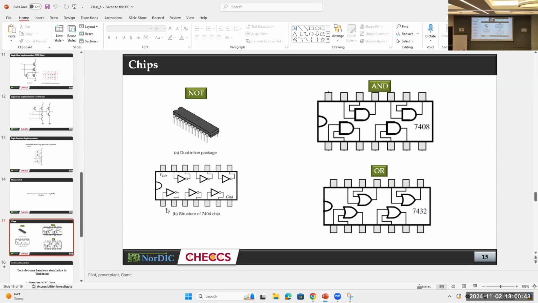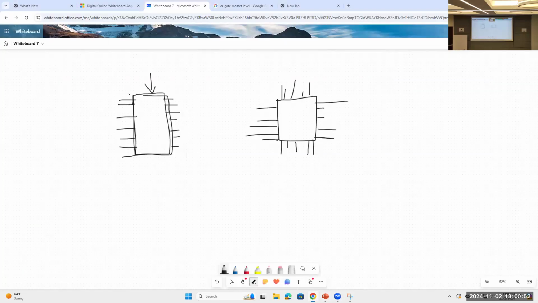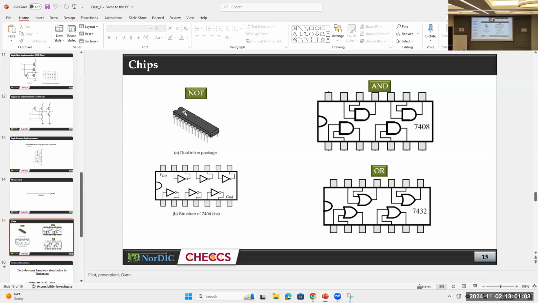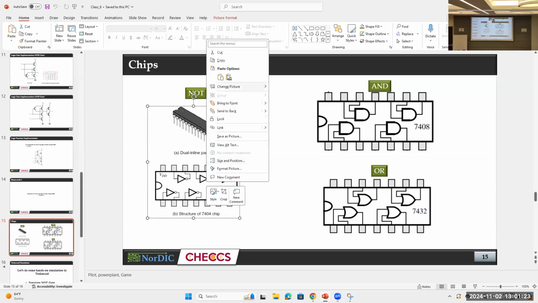So as you can see, the pins are actually numbered. Here the numbers are missing, but yeah, the pins are numbered. Suppose this pin number is 1, this is 2, this is 3, 4, 5, 6, etc. And when you connect them in the circuit, you need to see this. The picture below is called the pin diagram. And if you need to connect, suppose you need to use one NOT gate, so you will use this, pin number 1.